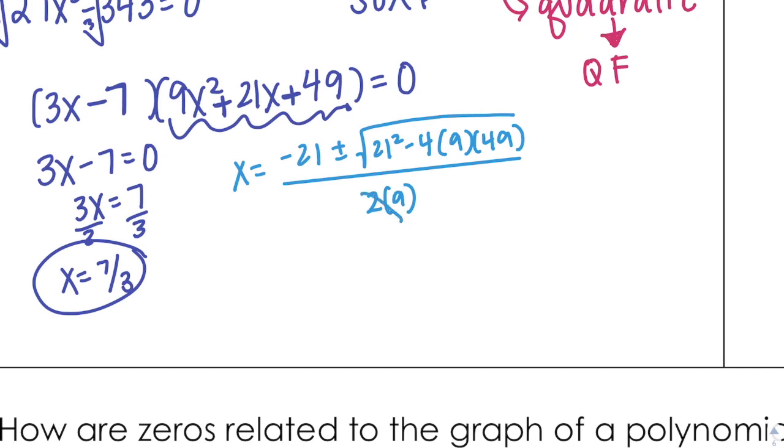So we know that 2 times 9 is 18. But then I have to go through and find out what's underneath that radical. So if you just type in 21 squared minus 4 times 9, I'm doing it right now, times 49 into the calculator, you're going to get negative 1,323.